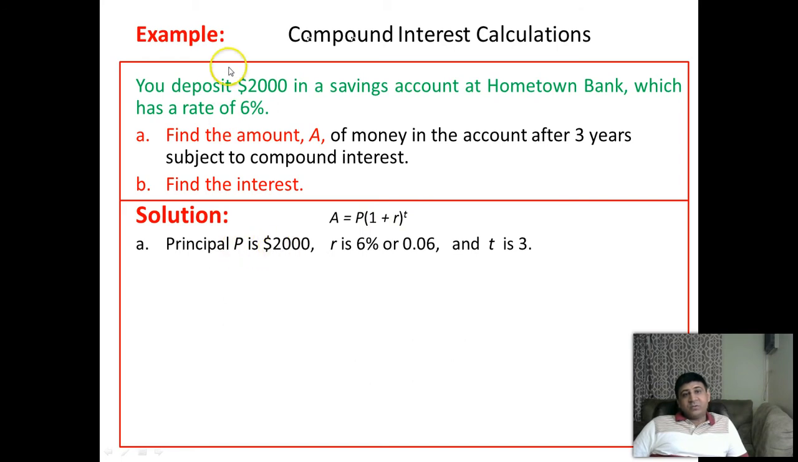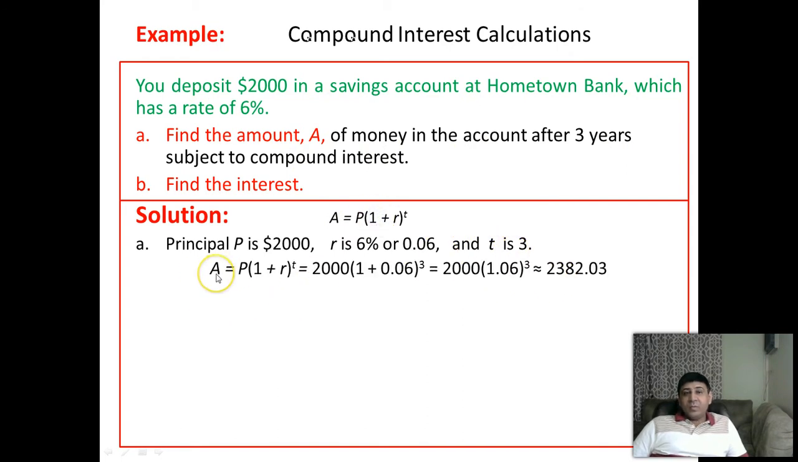The principal P is 2000, R is 6%, which is 0.06, and T is 3 years. Okay, so that is given to us here. Plug everything back into this formula, since we want to find the accumulated value, the future value. So P there, R there, T there.